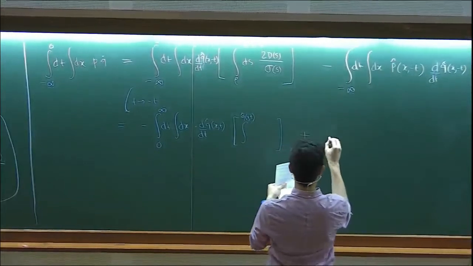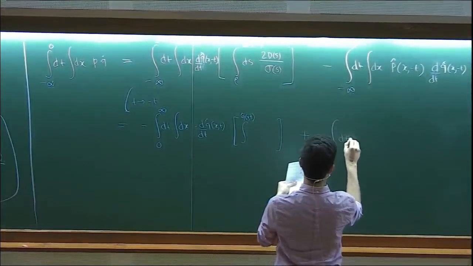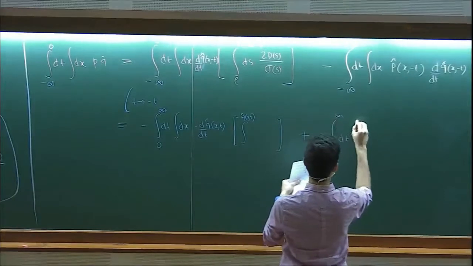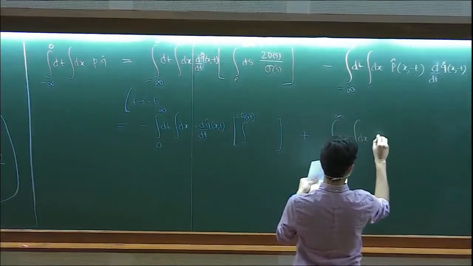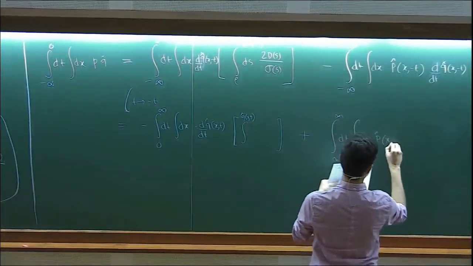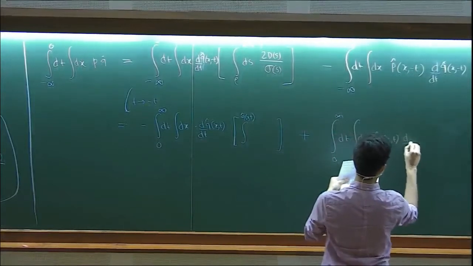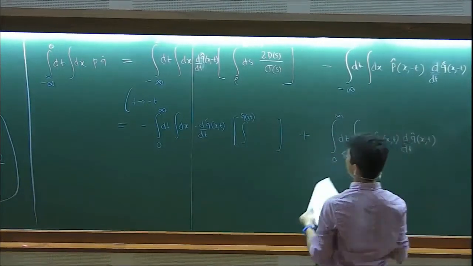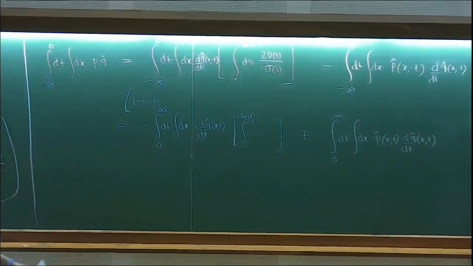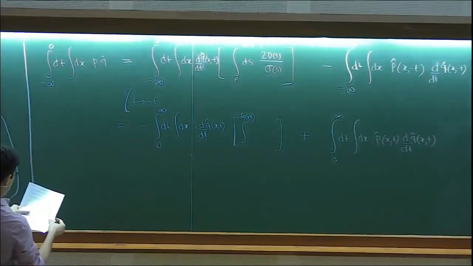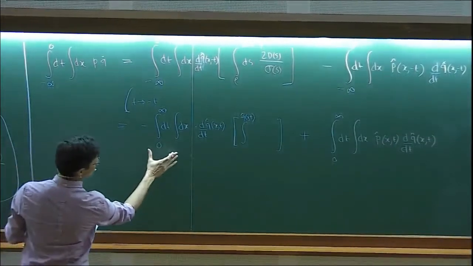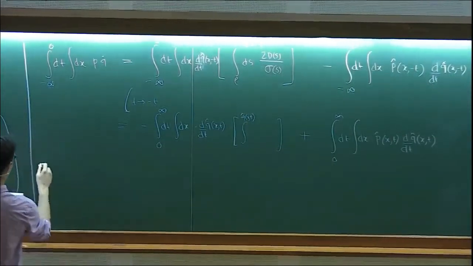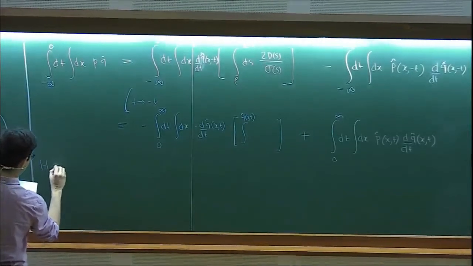The second term simply becomes dt from 0 to infinity dx p hat xt ddt of q hat xt. Okay? Now, this term I will write again later on, but let's look at what happened to the Hamiltonian.